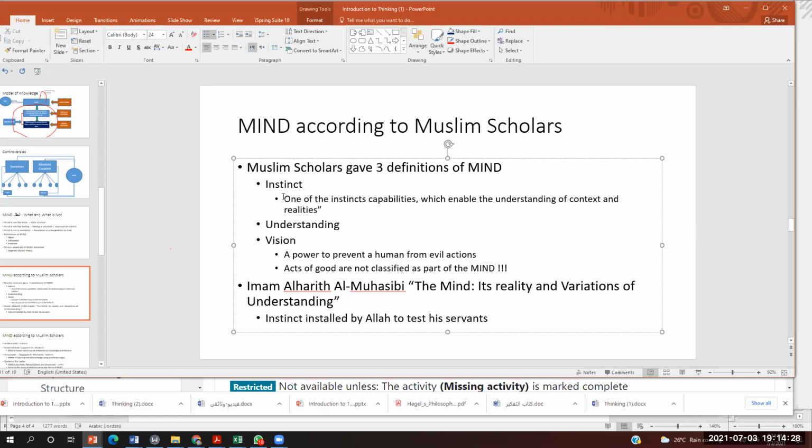One of the scholars defined it as one of the instinct's capabilities, a capability which enabled the understanding of context and realities. It's true, it does allow us to understand context, and it's one of the capabilities. But what is this capability? We always started with this question, which they did not answer. They say it's within the instinct, okay. Whether it's within the instinct or within another organ of the body, we need to know this power that allows you to understand the context of things. Some other scholars came to the definition saying that it's the understanding of things. Now, this understanding is actually the result.